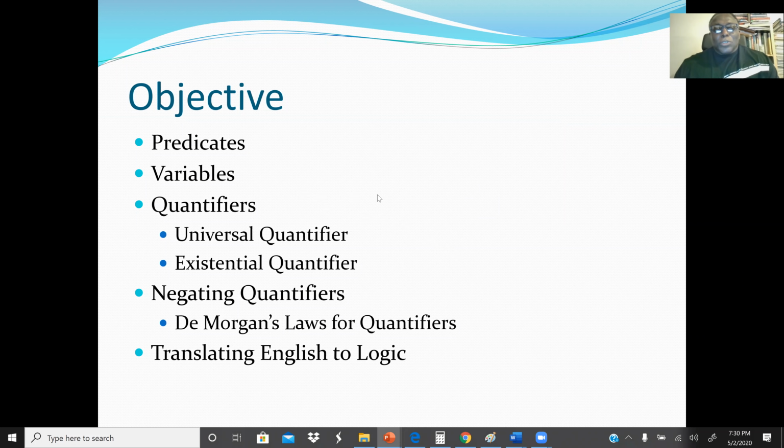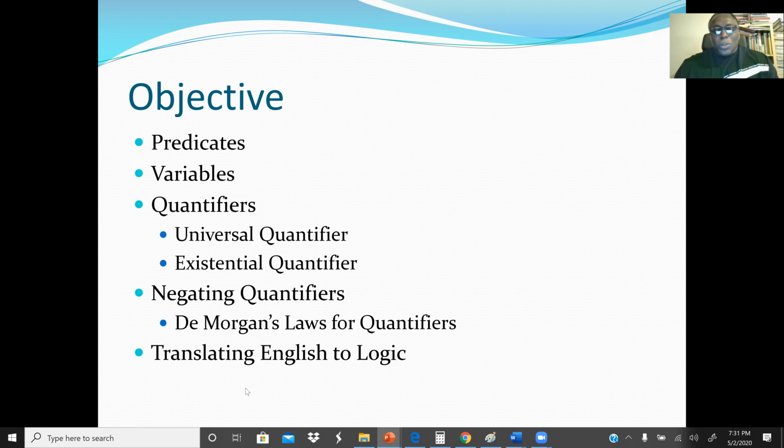We may have propositional functions which must include variables and quantifiers. So we'll go through what a variable, quantifiers, and predicates are. For quantifiers, we have two types. The universal quantifier means everything. The existential quantifier means some. And also we're going to discuss how to negate quantifiers.